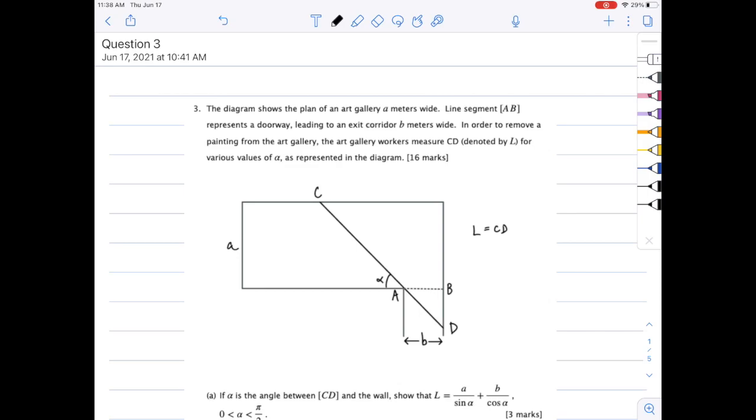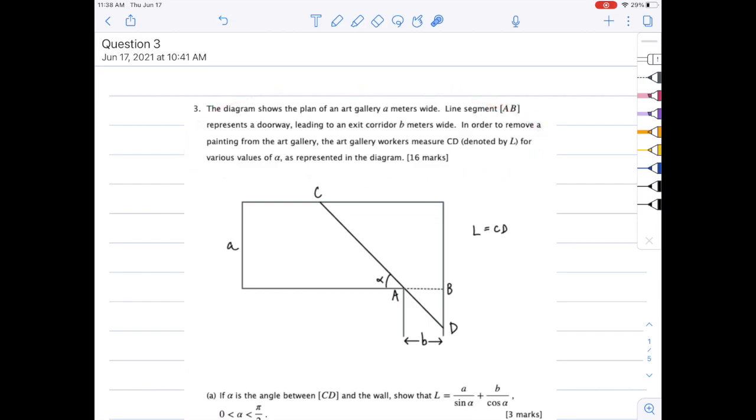Okay, so this is the last question. This one was, I think, the hardest question as a whole. Part of it is because there's a lot of thinking that you have to do before you even come up with a solution strategy. They give you a lot of information.